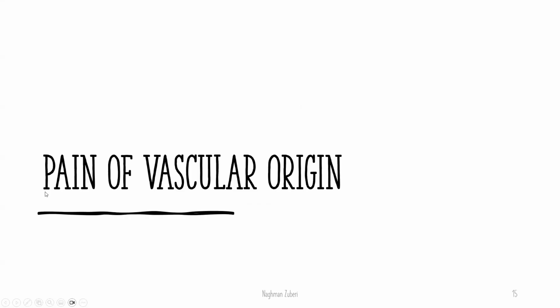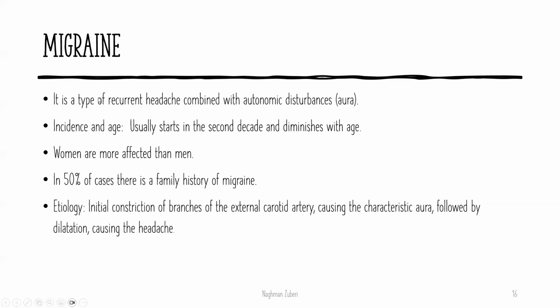Now we are going to discuss the pain which would be due to vascular reasons. So, pain of vascular origin. Migraine is a type of recurrent headache combined with autonomic disturbances, that is the aura. As for incidence and age, migraine usually starts in the second decade and diminishes as age advances. Women are more commonly affected as compared to men.